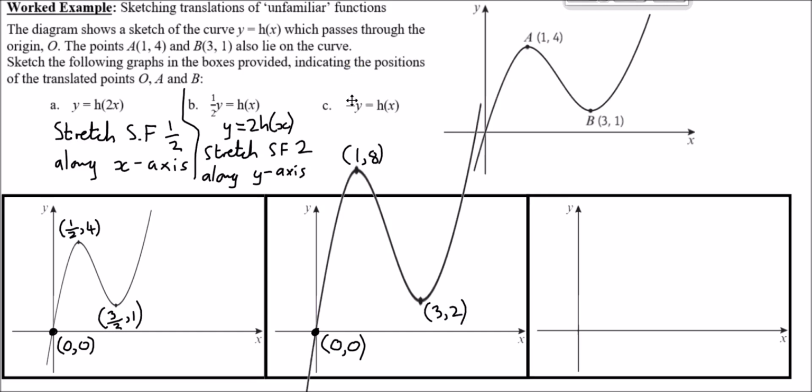Now for the last one, C, we have minus y equals h of x. So I'm just going to give myself a bit more space for C. If I multiply both sides by minus 1, I'd see that y is going to equal minus h of x. So the change is outside of the brackets. It's going to affect the y-axis. It's going to affect the y-coordinates. Think of this as being minus 1 multiplied by h of x. So this is going to be a reflection in the x-axis.